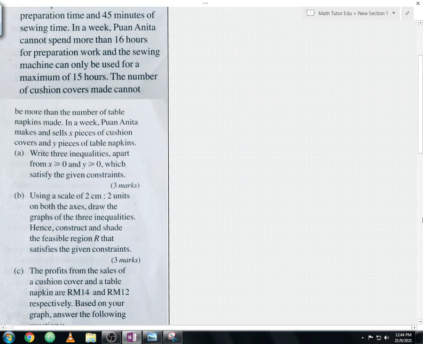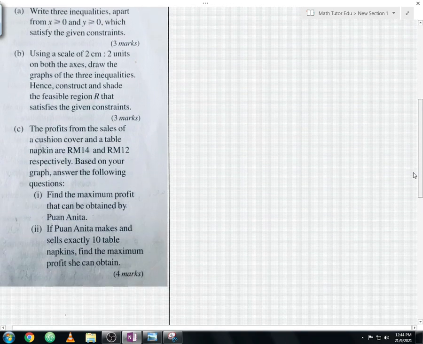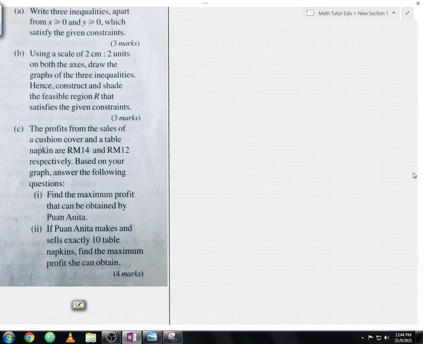Okay, so from here, let us read the question part C. The profits from the sales of a cushion cover and a table napkin are 14 ringgit and 12 ringgit respectively. Based on your graph, answer the following questions. Find the maximum profit that can be obtained by Puan Anita. For the question C, part 2, if Puan Anita makes and sells exactly 10 table napkins, find the maximum profit she can obtain. So this is the overall question.